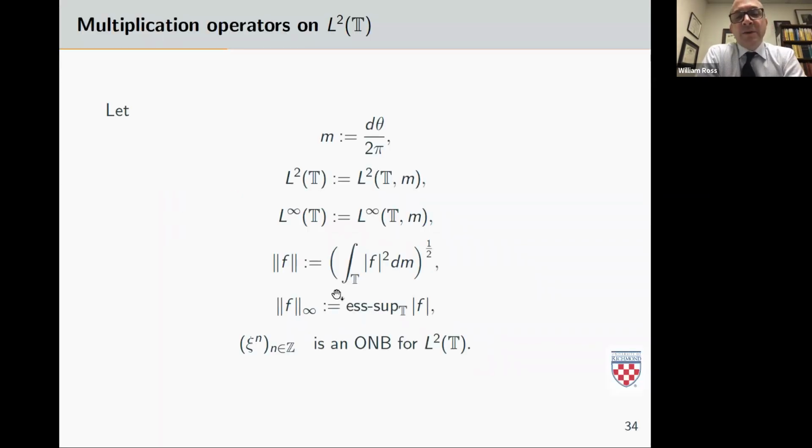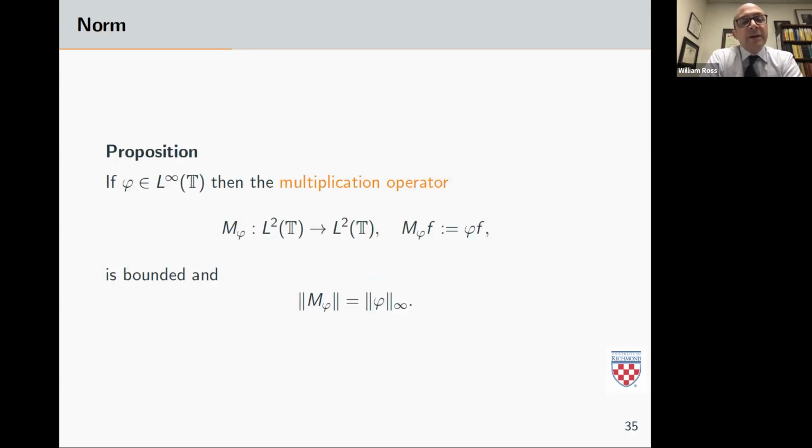Though the setup, maybe I didn't make this too clear in the last lecture, but we need to make it a little more formal here. So m is going to be normalized Lebesgue measure on the circle. L2 of T is going to be L2 with normalized Lebesgue measure. And L infinity is going to be the essentially bounded functions. We have the L2 norm and the essential sup norm. And a simple computation using the fact that m is normalized Lebesgue measure shows that z to the n, where n is an integer, is actually an orthonormal basis for L2. That's going to be an important player here.